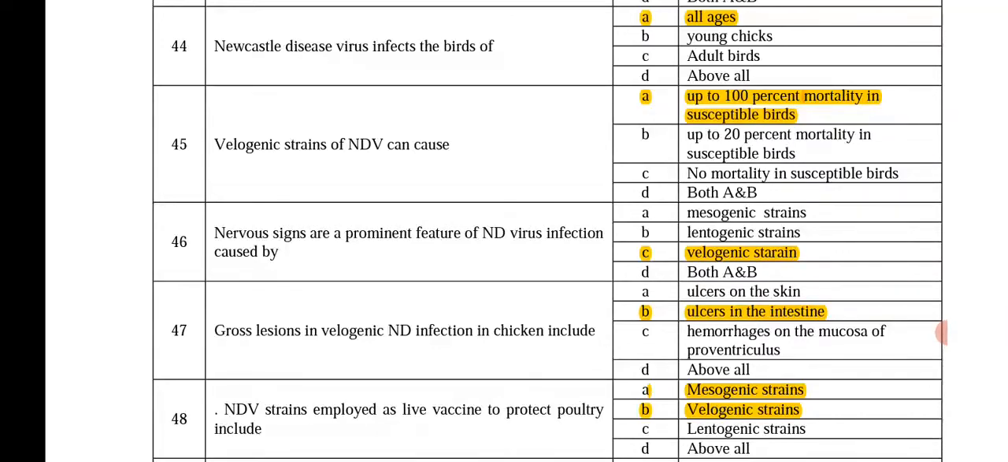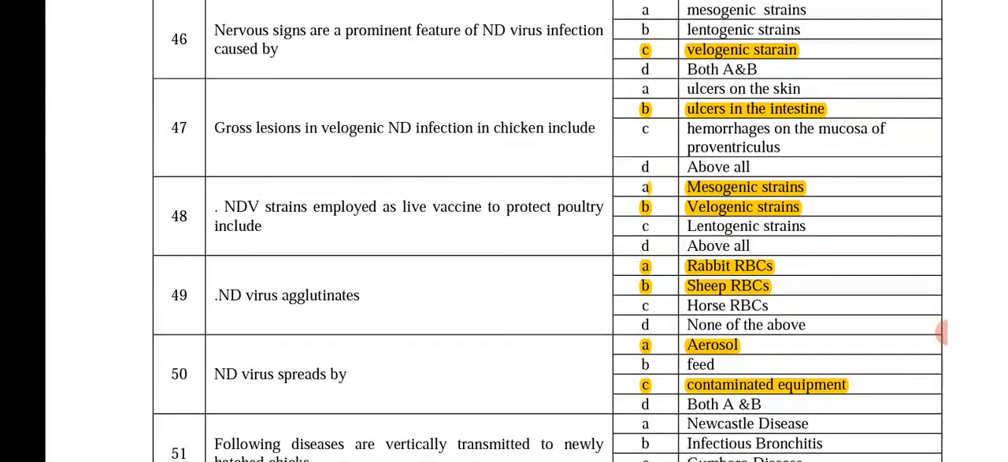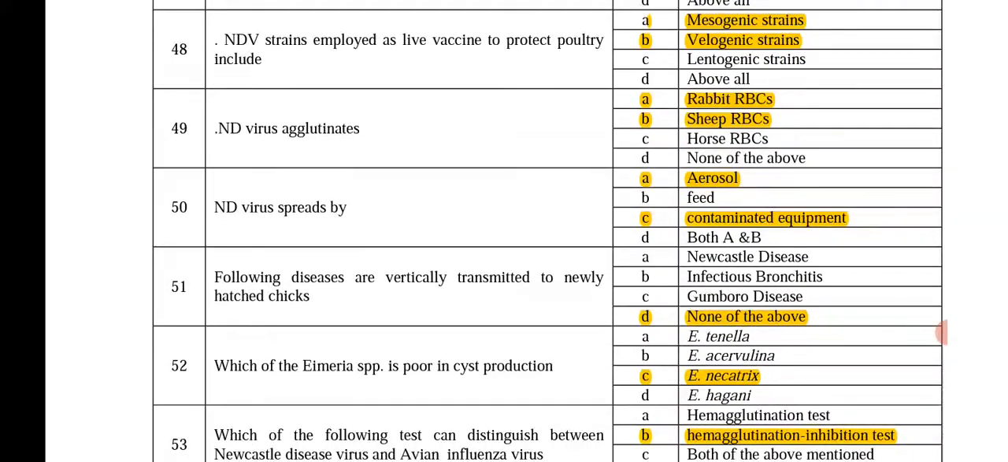Nervous signs are a prominent feature of Newcastle disease virus infection caused by velogenic strains. Gross lesions in velogenic Newcastle disease infection in chickens include ulcers in the intestine. Newcastle disease virus strains employed as live vaccines to protect poultry include mesogenic and lentogenic strains. Newcastle disease virus can agglutinate chicken, rat and sheep red blood cells. Newcastle disease virus spreads by aerosol and contaminated equipment.